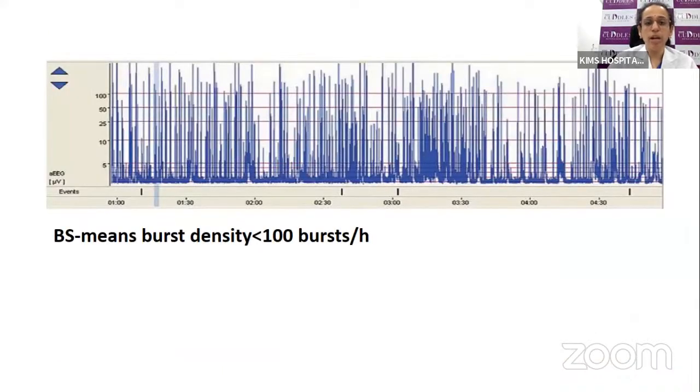And if the bursts are less than 100 per hour, that means the cerebral activity is becoming even lesser. So this is the burst suppression minus pattern. So burst suppression and discontinuous patterns are all abnormal.